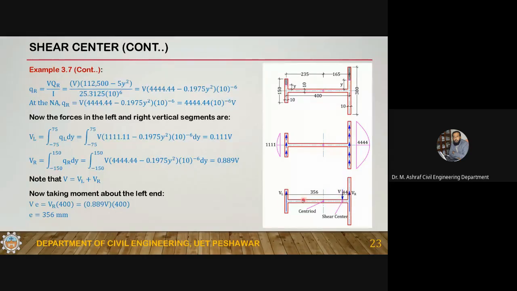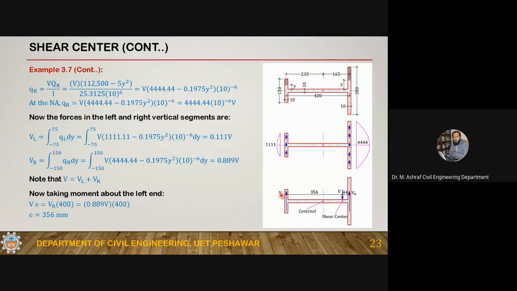So V into E must equal VR into 400. This is the equilibrium requirement if there is no twisting. If there is no twisting induced in this section, then if this is the shear center, V into E must equal this one. So E is equal to 356.